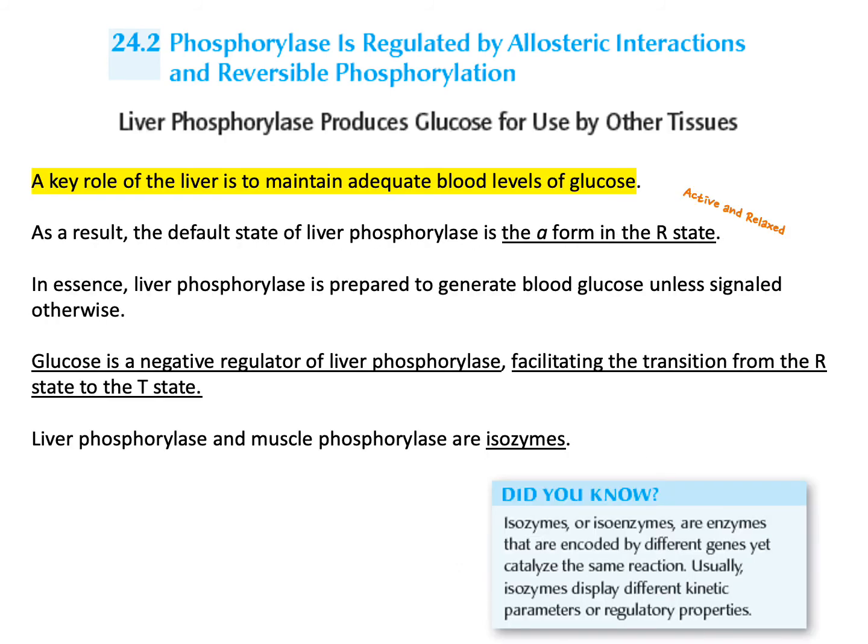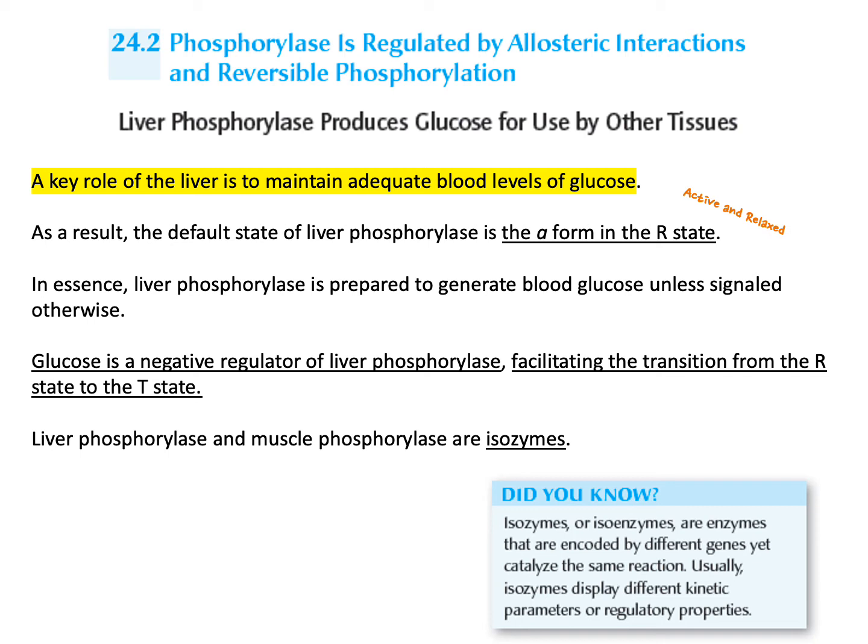A key role of the liver is to maintain adequate blood levels of glucose. As a result, the default state of liver phosphorylase is the A form in the R state. From the previous slide, we learned that the A form is more active and the R state is the relaxed state, which has a higher oxygen affinity, which means that the liver phosphorylase is prepared to generate blood glucose unless signaled otherwise.